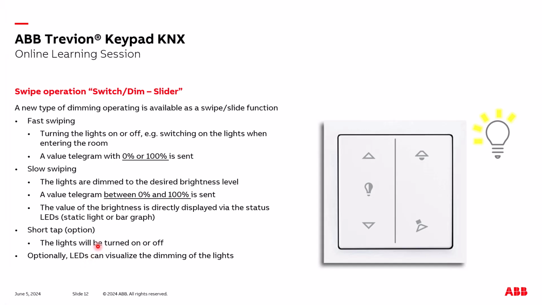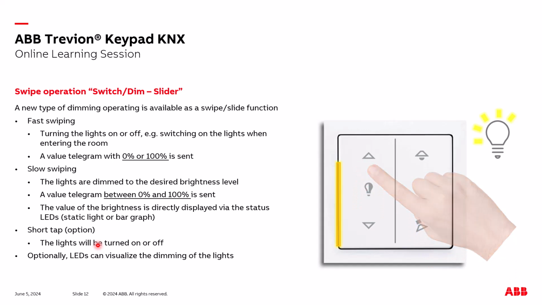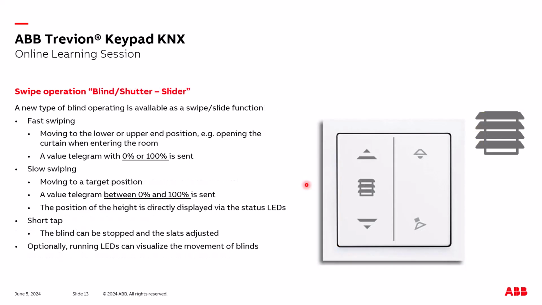So the next function is the so-called slider. Here's an example. You take your finger and you swipe, for example, here up to a position and release it, and then it goes to the value. And with these LEDs, you can see here in the bar graph the status of 80%.